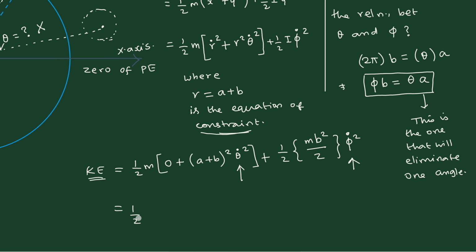So kinetic energy is equal to half m into (a plus b) whole square theta dot square, plus 1 by 2 m b square divided by 2 into phi dot square. Now this is phi dot, right? Phi dot you calculate. If I differentiate this, what will you get? You get theta dot A. A is constant, so take it out. Let me take A outside. Then theta dot, then divided by B.